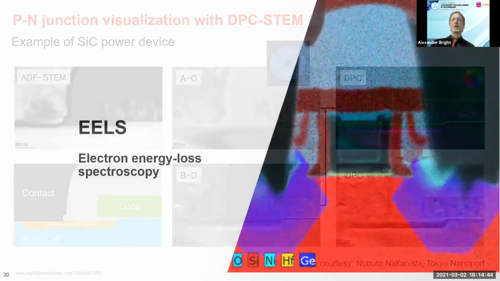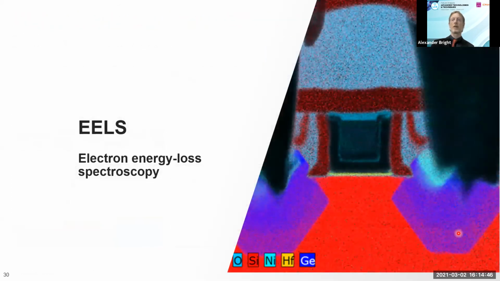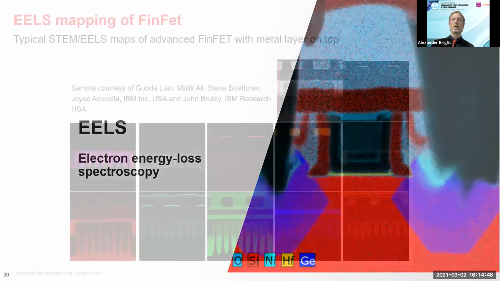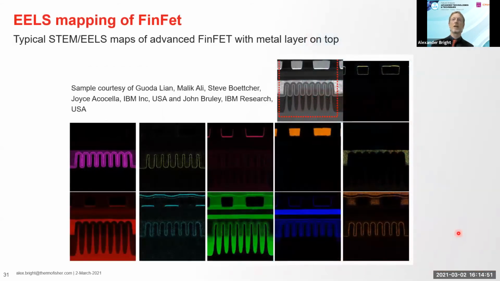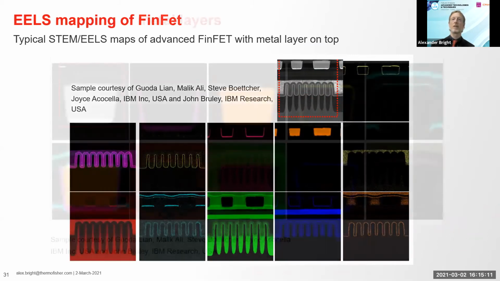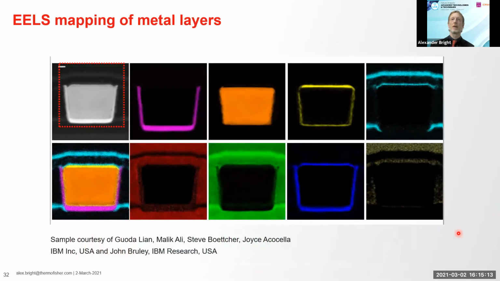Next, EELS. So we heard a bit about EELS already, which was very nice. And I'm just showing some data here to demonstrate that yes, the main alternative to EDS for element mapping is of course EELS, and you can of course get very similar results. So very high quality and clear EELS maps are in many cases possible, such as these images from a FinFET and this from a metallization layer cross section.